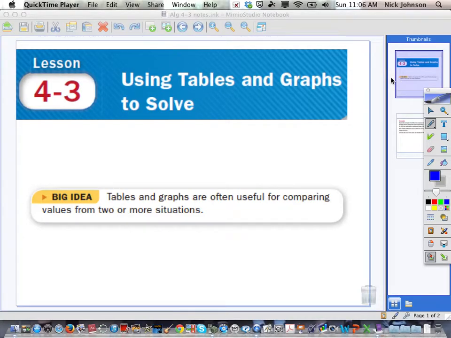Lesson 4-3, using tables and graphs to solve. The big idea is tables and graphs are often useful for comparing values from two or more situations. So having two equations is going to be able to lead us into some answers about those equations. So it's important to understand how to set up those equations as well as interpret what they are telling us. Okay? This is very important for business majors in understanding important models.